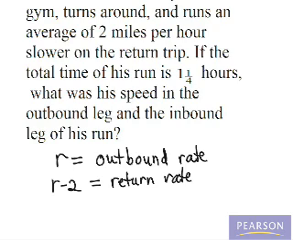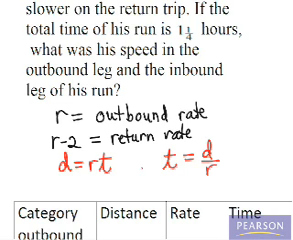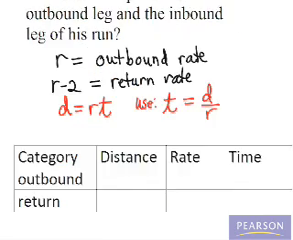Now we have to remember that distance is rate times time. So in this problem we want time, so we're going to divide both sides by R, and we're going to use T equals distance divided by rate. We're now going to complete this table.